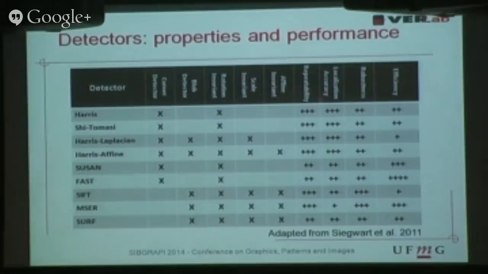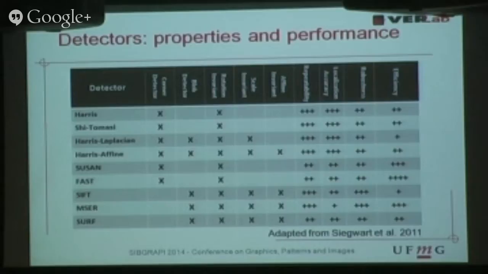For instance, repeatability. You want to make sure that it's repeatable, so you find that key point consistently, right? As far as localization accuracy is concerned, it's very important. For some applications, for instance camera calibration, you want the position to be as accurate as possible. Robustness, of course, you want it to be robust to changes in illumination and other types of nuisances, right? And you want it to be efficient.